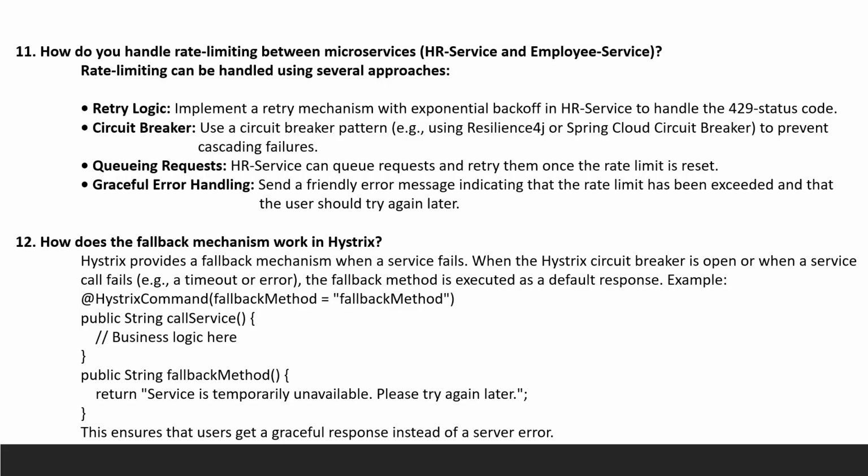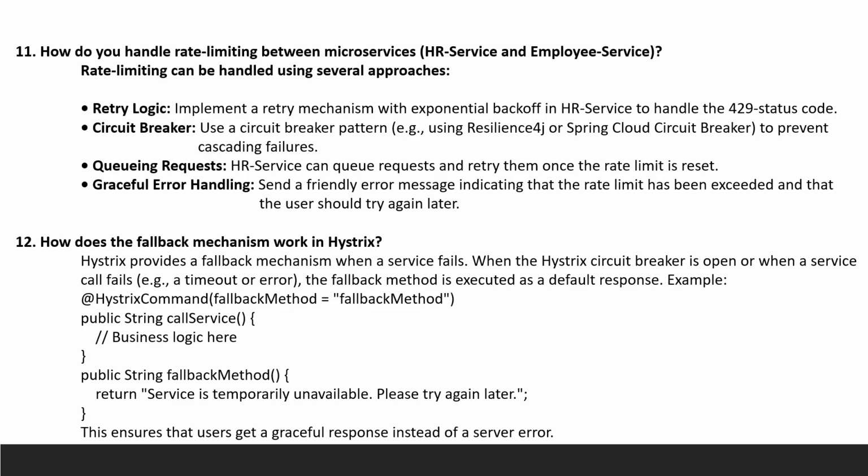There are some techniques, like retry logic. The 429 status code is used for rate limiting. Whenever we get that message, we need to retry, or else we can use a circuit breaker. The circuit breaker is a design pattern. There are different implementations: one is Hystrix, another is Resilience4J, or nowadays Spring Cloud Circuit Breaker is also there to prevent cascading failures, so that failure should not disturb our application. For that we use a circuit breaker.